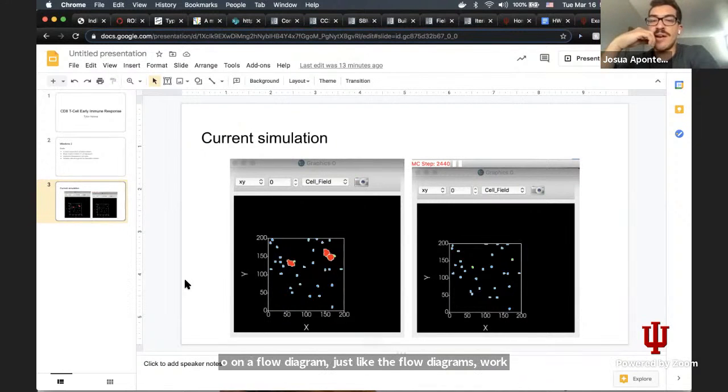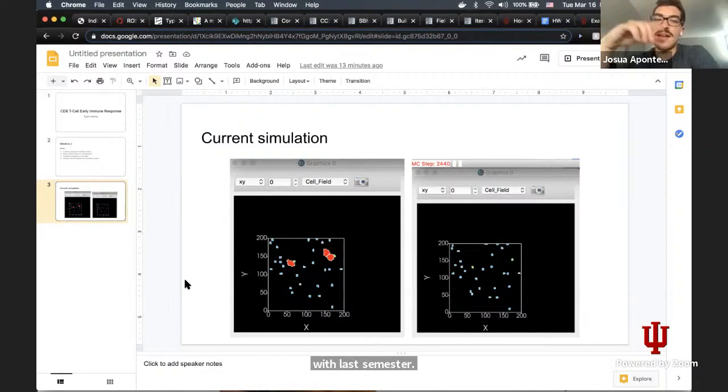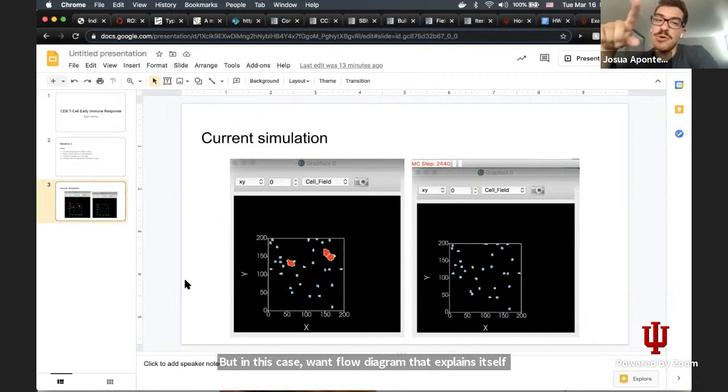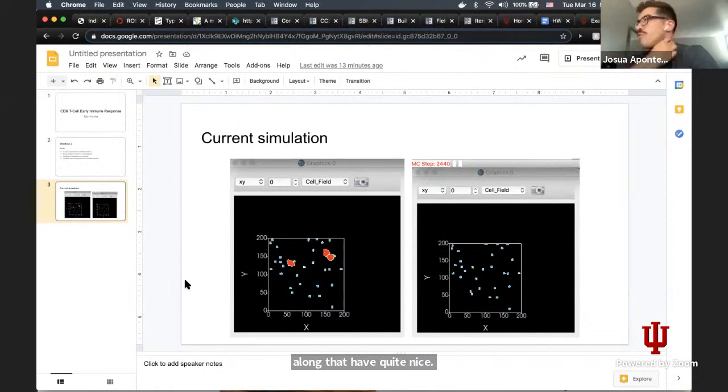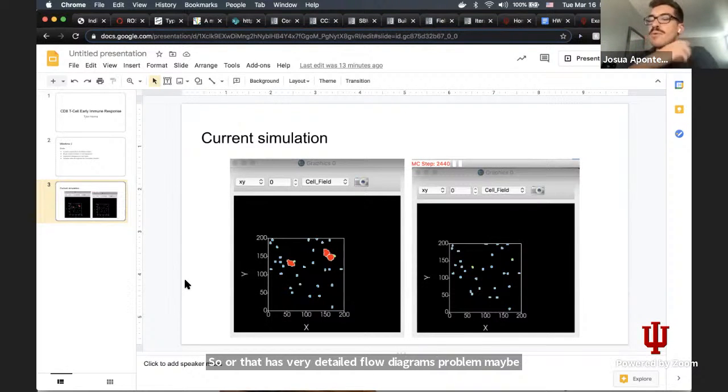But in this case, a flow diagram that explains cell type changes, but also what sort of behavior cells might have. And there's a couple of references that I can pass along that have very detailed flow diagrams, maybe more detailed than what you need at this point. But just so you keep in mind what the behaviors and components of the model are, and then you can also explain it to other people as well.